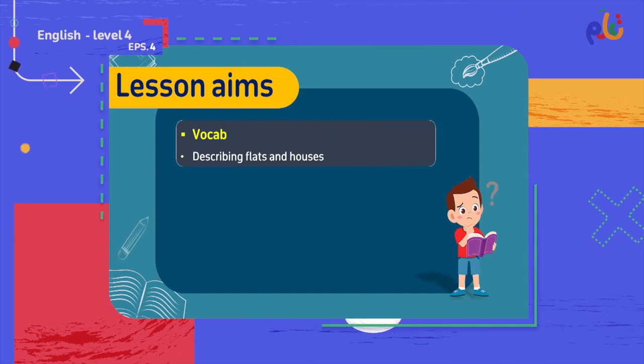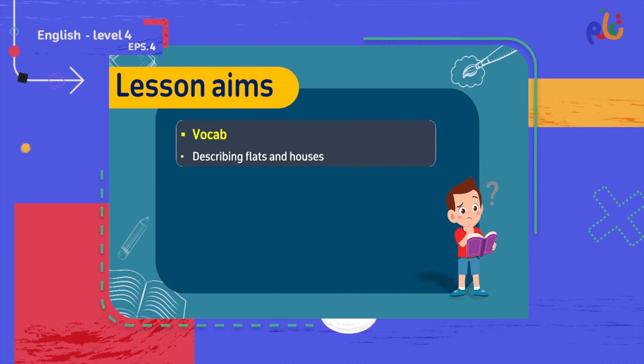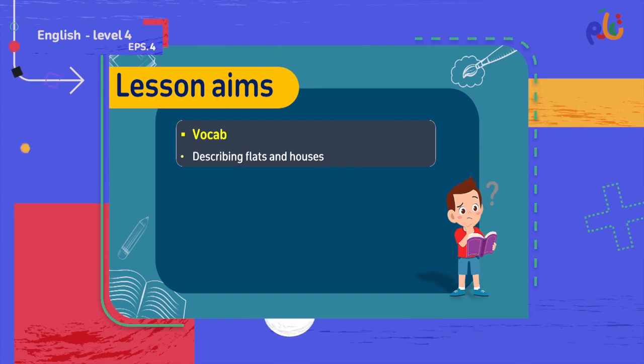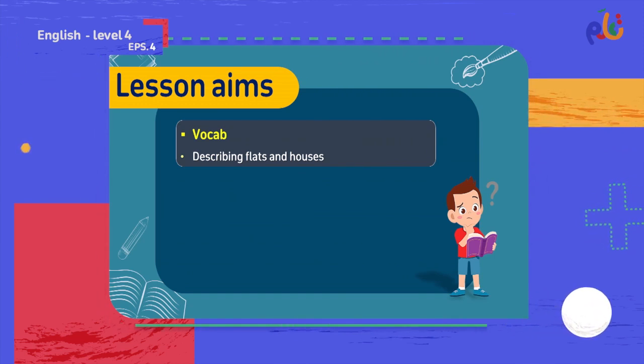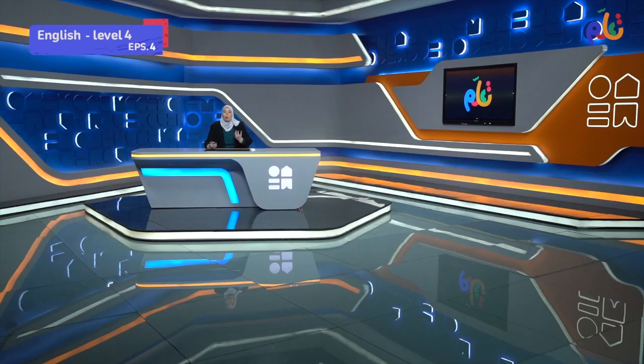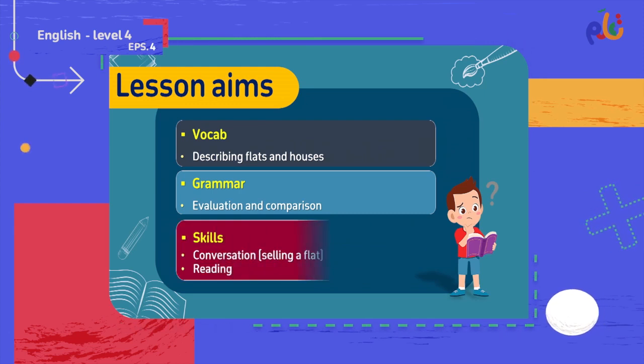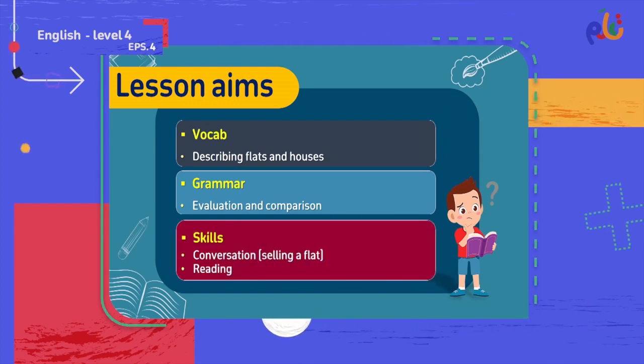So the first thing that we're going to learn about today is vocabulary. And for vocabulary, we're going to look at adjectives that can describe a house or a flat. And we're also looking at grammar. And for grammar, we're going to look at evaluations and comparisons when we evaluate or compare two houses together. And we're going to look at skills. And for skills, we have conversation skill.